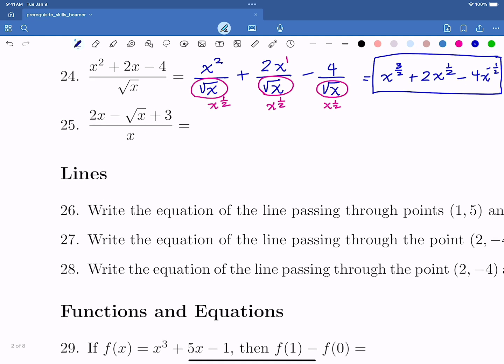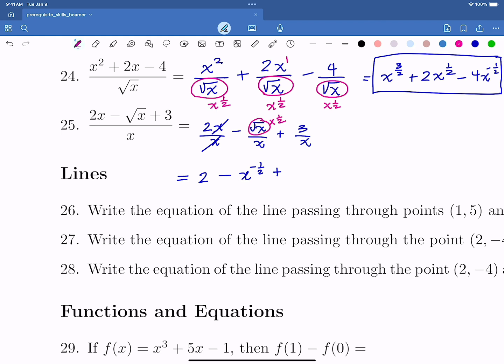Number 25, similarly, we're not going to be able to factor the numerator. We're just going to split this up and simplify each term separately. So we have 2x over x minus root x over x plus 3 over x. 2x over x, our x's cancel out, just 2, minus. Here in the numerator, the square root of x is x to the power 1/2 over x to the power 1. If I subtract exponents, 1/2 minus 1 is negative 1/2. X to the negative 1/2, like that.